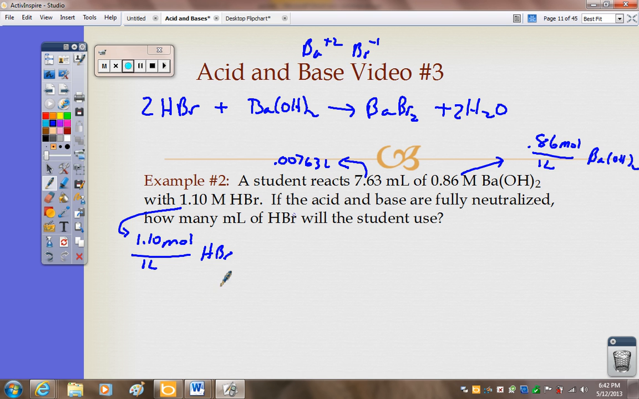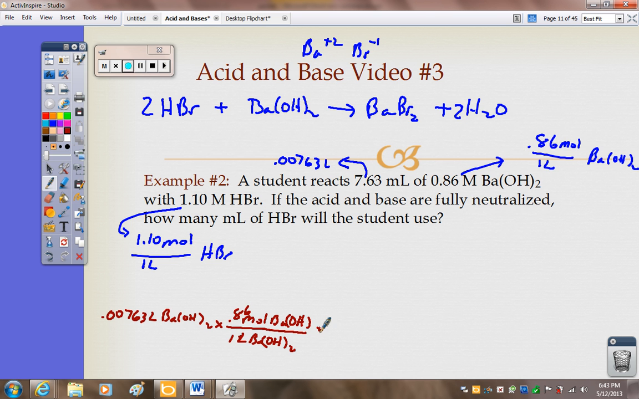Okay, let's get started. We want to find milliliters of HBr, but we know more about the barium hydroxide, so I start there. Don't start with the conversion factor, start with the given. So we have 0.00763 liters barium hydroxide. We're going to bring the liters of barium hydroxide down. And we can go from liters to moles using the molarity. According to this, I have 0.86 moles for every 1 liter.